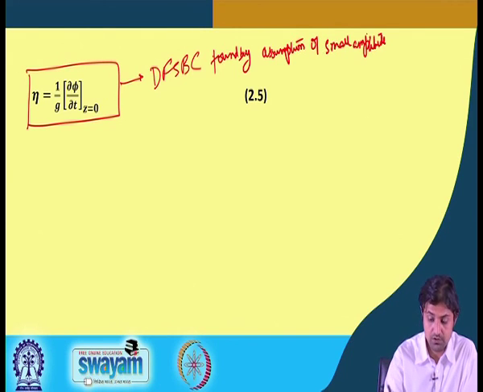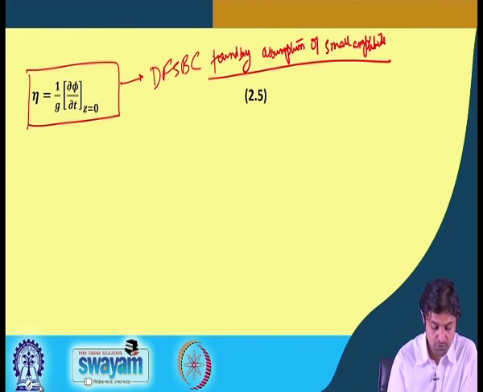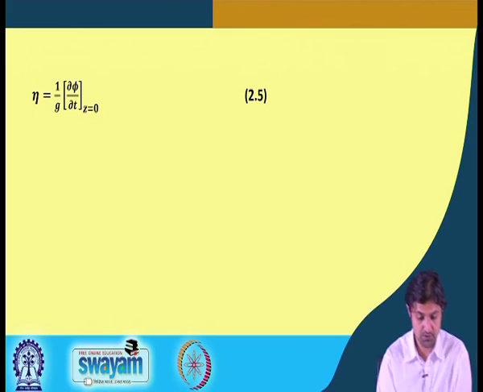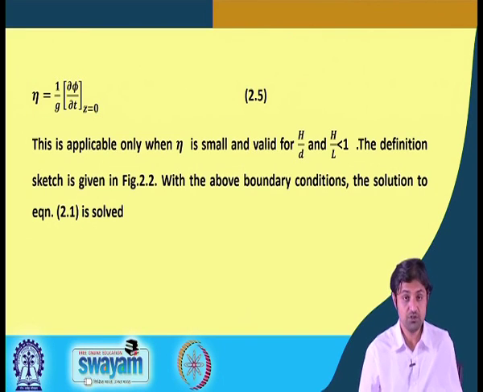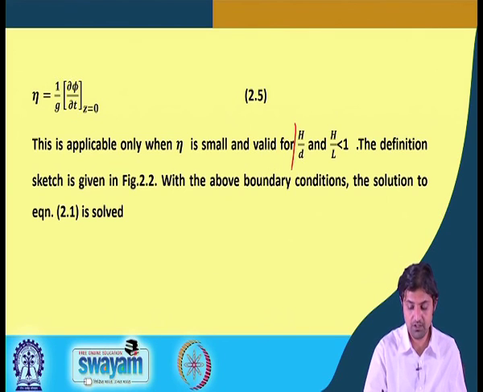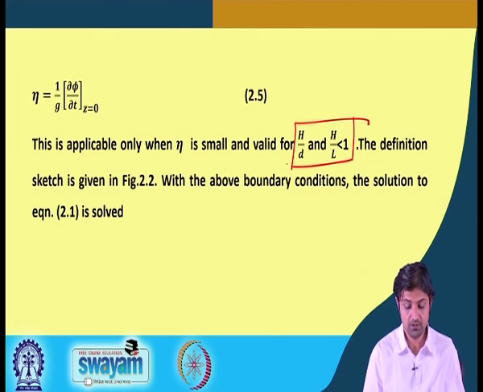This has been found out by the assumption of small amplitude. So this is applicable only when eta is small and valid for these conditions, which you do not have to worry about now. So I will show you the definition sketch.